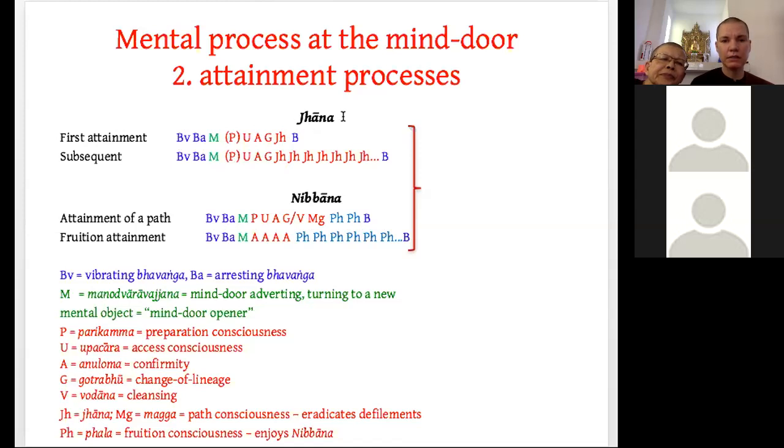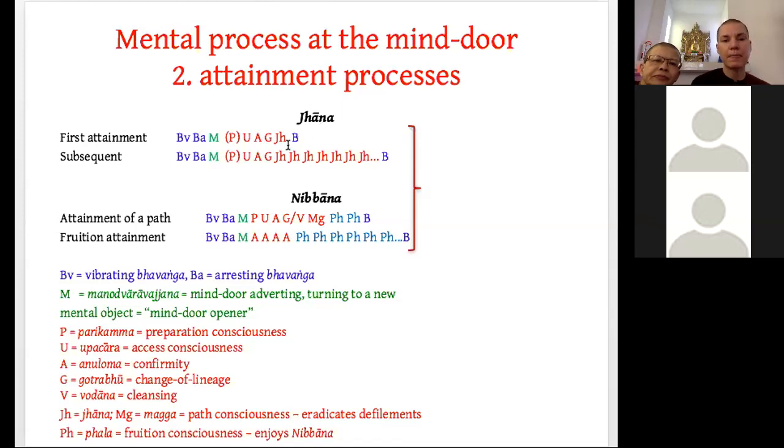For the jhana, it's quite simple, just like we have seen in the sensual sphere process. We have bhavanga, manodvara vajjana, where the mind turns to the object, to our jhana object. First there may be preparation consciousness, access consciousness, conformity, and gotrabhu. These first three or four consciousnesses are still sensual sphere consciousness, and the next consciousness is actually jhana consciousness. And then return to bhavanga.